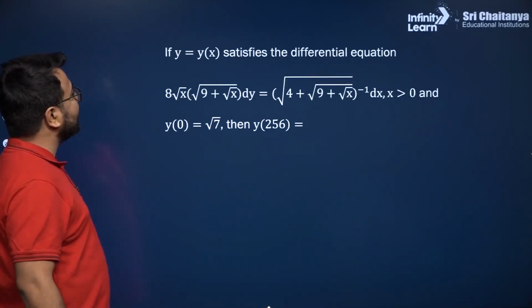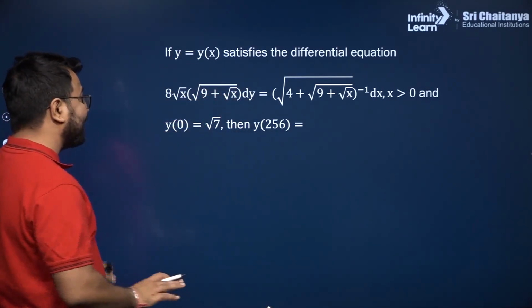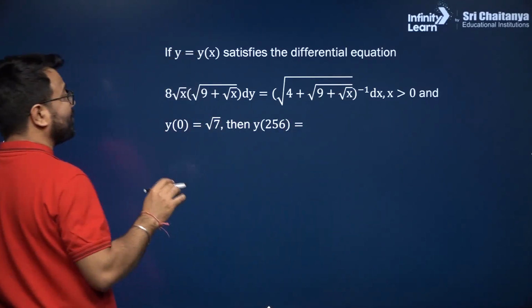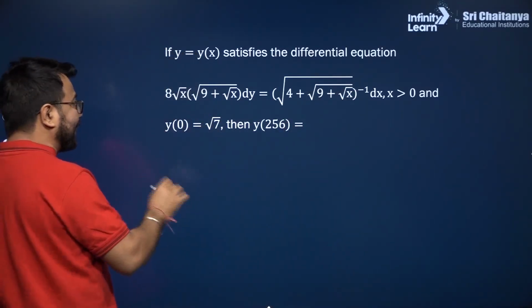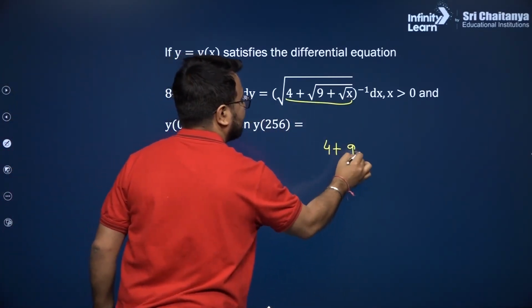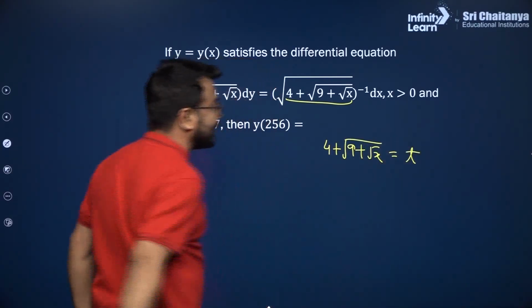Okay. Moving ahead to the next question, here we have a y equals function type of differential equation, and this differential equation has a power of minus 1. In this differential equation, I need to assume this particular expression, 4 plus 9 plus root x, all under a square root. I will be assuming it as t.